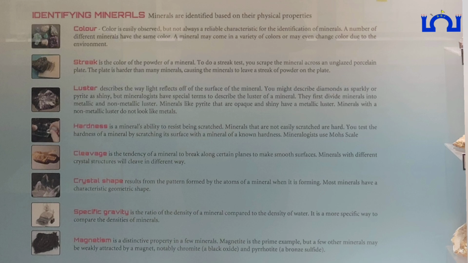Most minerals have a characteristic geometric shape. Specific gravity is the ratio of the density of a mineral compared to the density of water. It is a more specific way to compare the density of minerals. Magnetism is a distinct property in few minerals. Magnetite is the prime example, but a few other minerals may have weak attraction towards a magnet, notably chromite, a black oxide, and pyrite, a bronze sulfide.